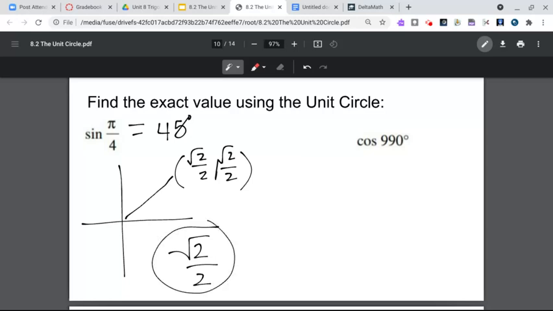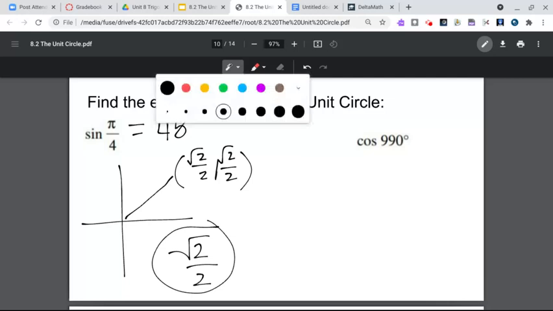Cosine 990 degrees. Clearly, 990 does not fall on the unit circle, right? So we have to find a coterminal measure. We talked about coterminals on day 1. So to find coterminals, you add or subtract 360 degrees or multiples of. Well, if I need to get on the unit circle, which is between 0 and 360 inclusive, then I need to subtract 360 2 times.